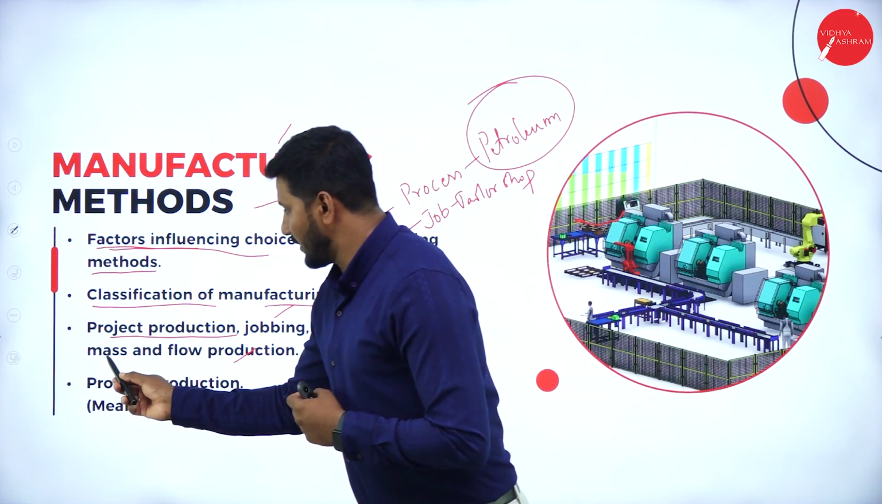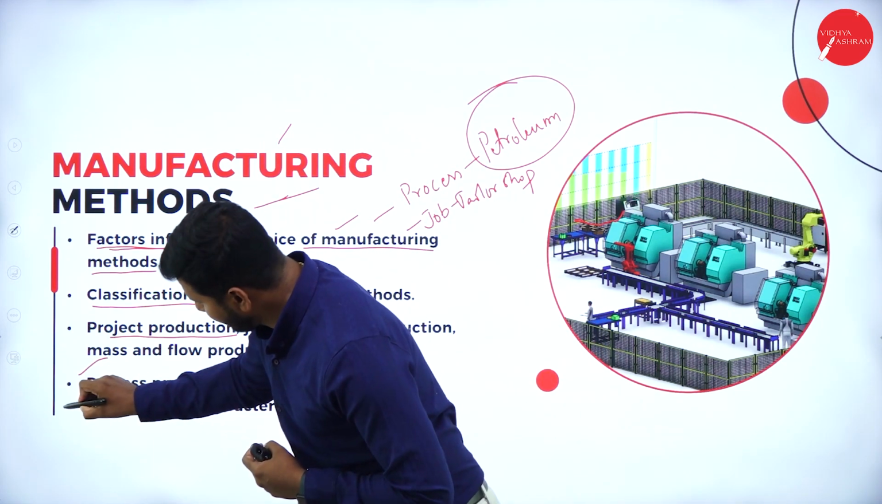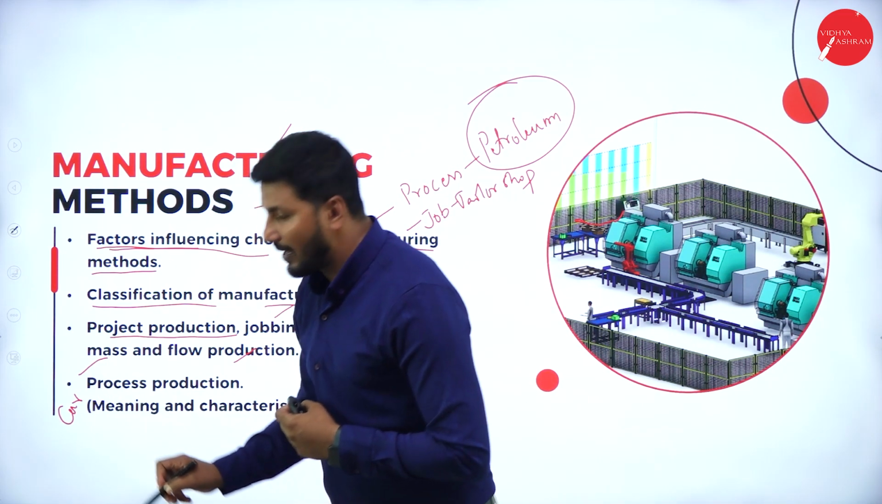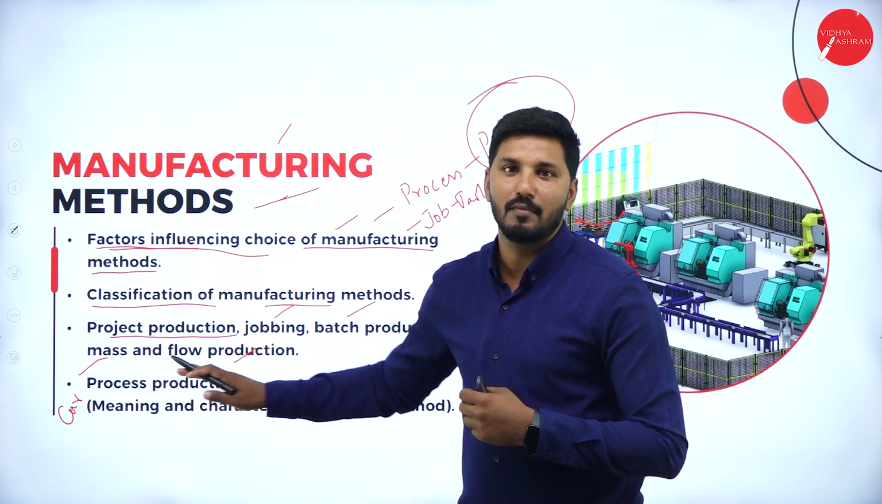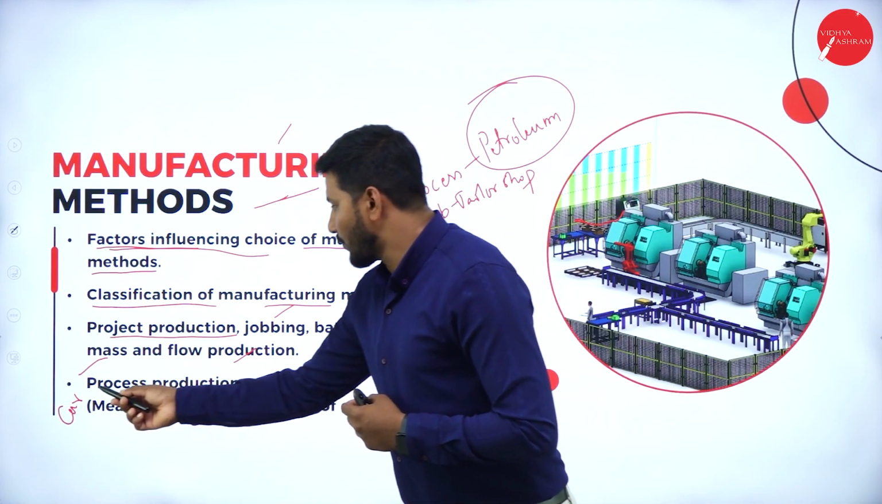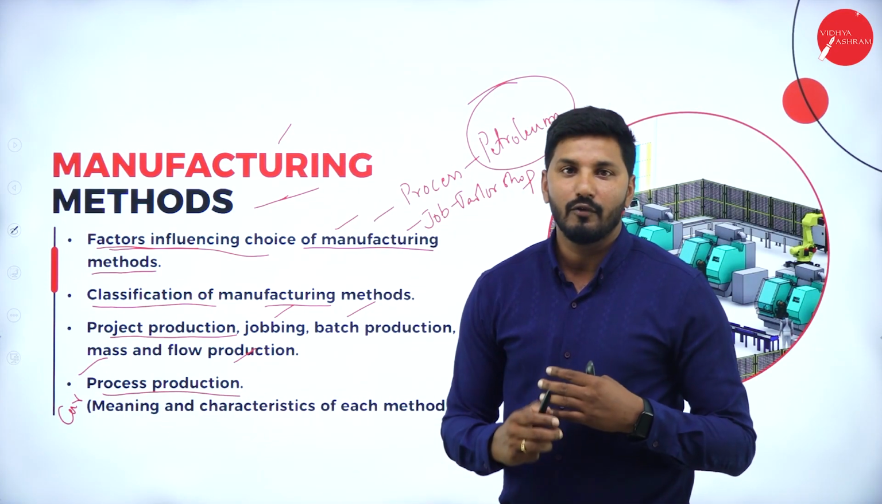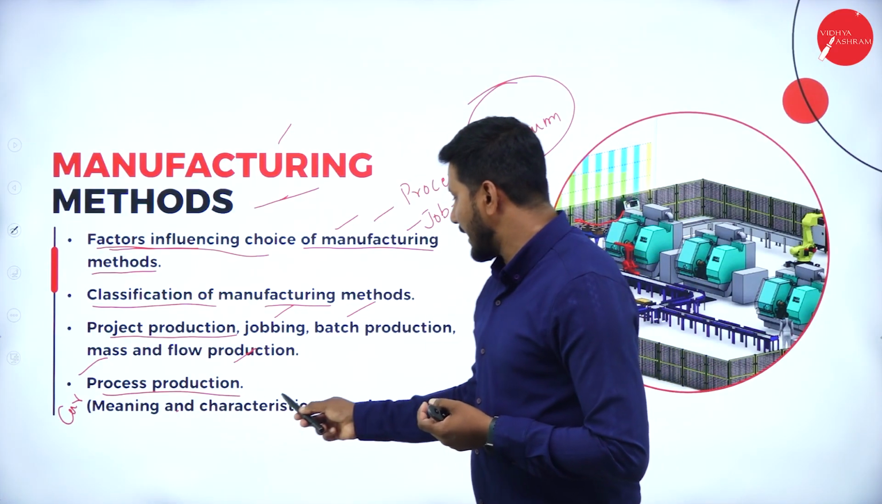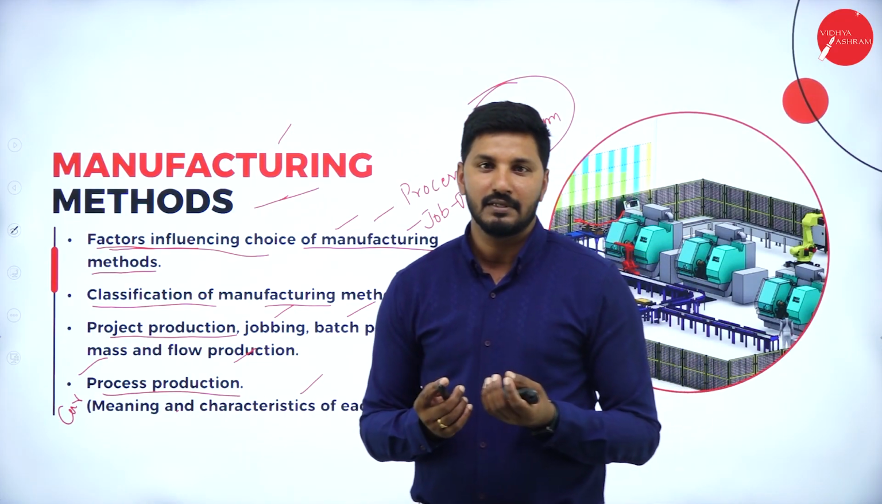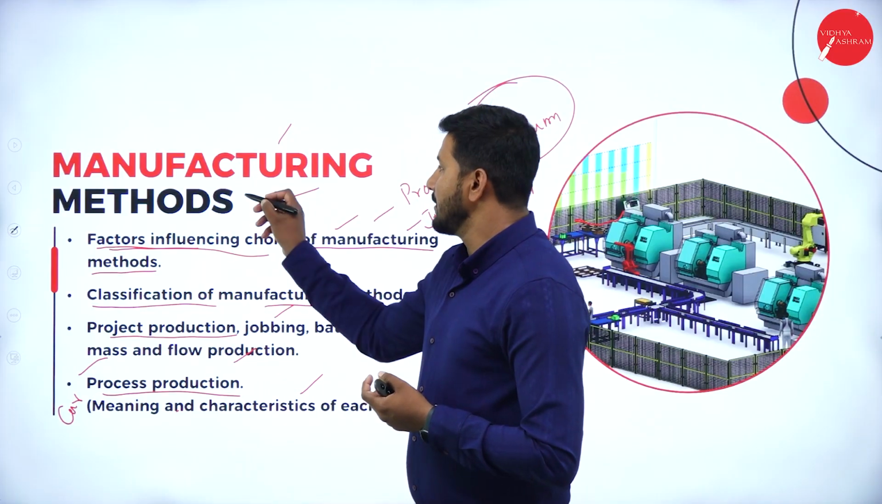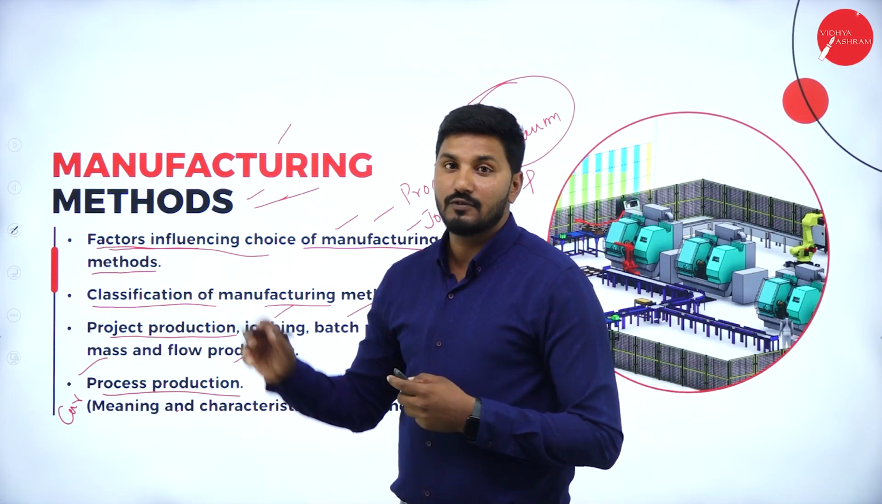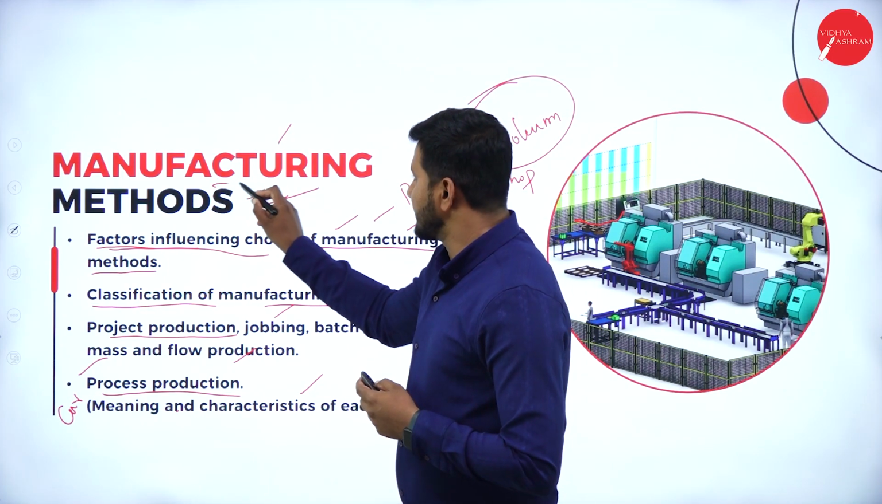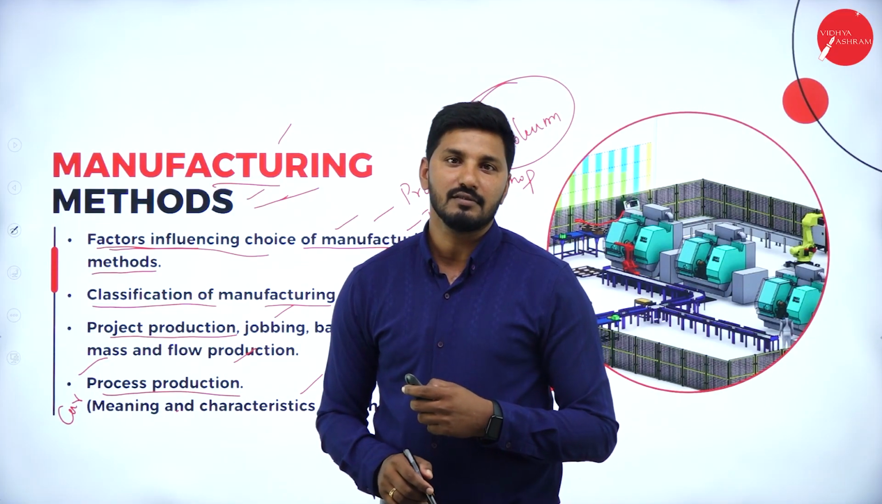For example, if it is mass production, we can take car manufacturing companies. And the process of production, what it will be, including the meaning, characteristics and major concepts, will be covered under the manufacturing methods. So this covers all the manufacturing methods included in the second module.